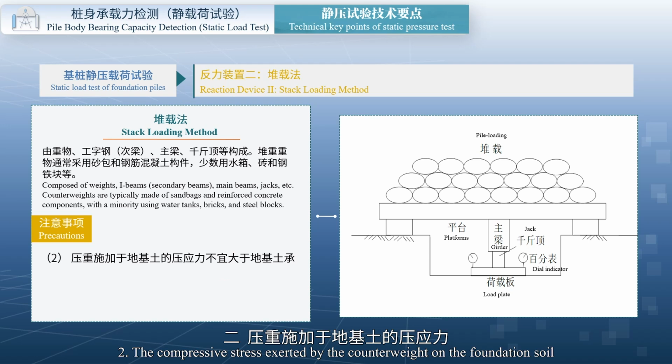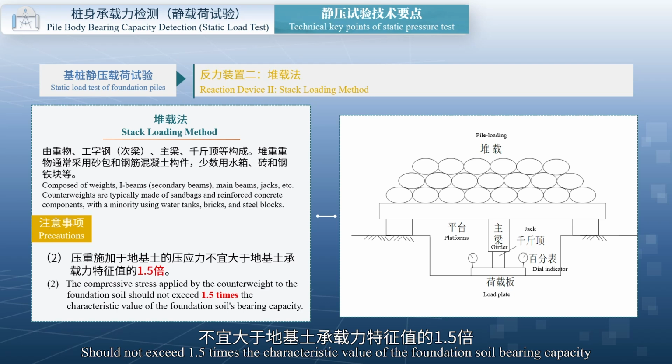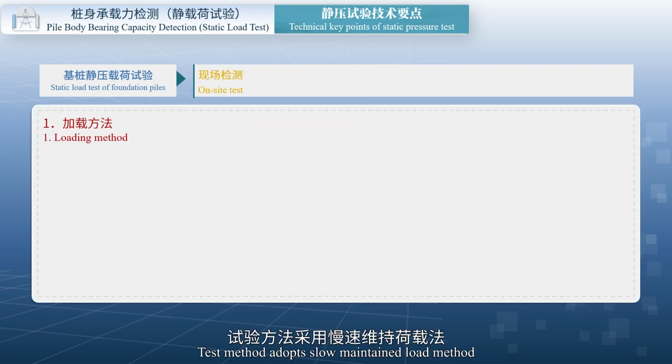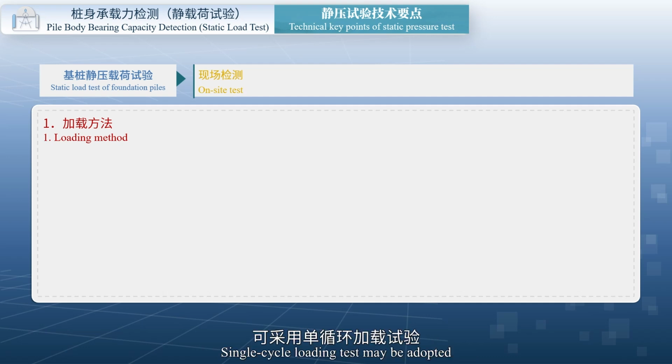Second, the compressive stress exerted by the counterweight on the foundation soil should not exceed 1.5 times the characteristic value of the foundation soil bearing capacity. On-site test. Test method. Adopt slow maintained load method. If there are no special design requirements, single cycle loading test may be adopted.